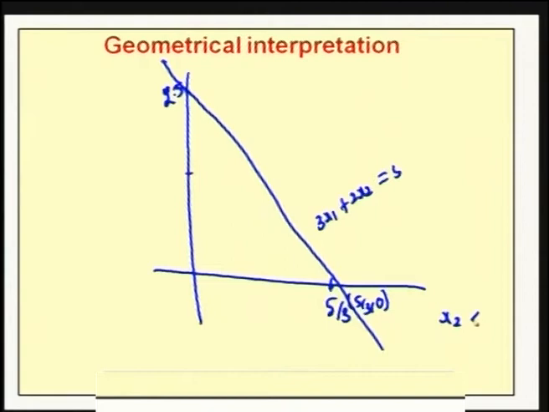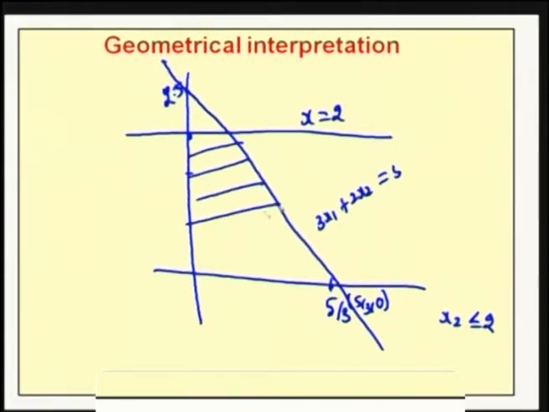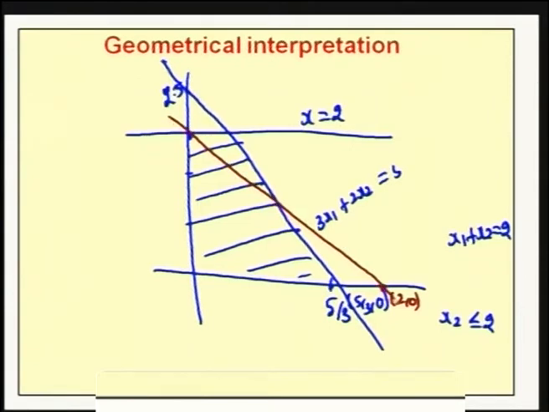The second constraint is x2 less than or equal to 2. So, we have this as 2.5, and we will take this as 2. So, this is the line x2 equal to 2. The solution space for this problem is this one. This is the solution space. Now, from the Gomorian constraint, we got the equation x1 plus x2 equal to 2. If we draw this equation, it is the line joining the points 2 comma 0 and 0 comma 2. So, this is the line x1 plus x2 equal to 2.